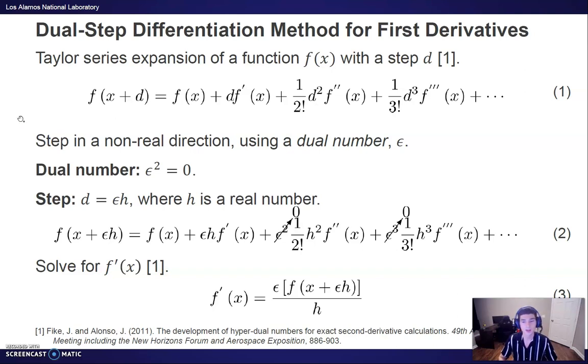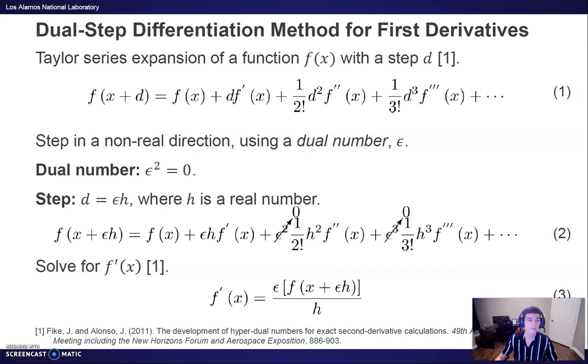So if we apply this step in the real domain, we can obtain a finite difference approximation, which leads to subtractive cancellation errors and also truncation errors. But if we apply the step in a non-real direction, we can alleviate this subtractive cancellation error.